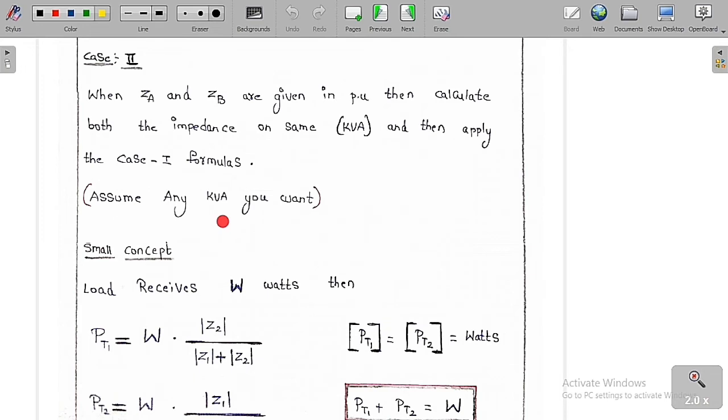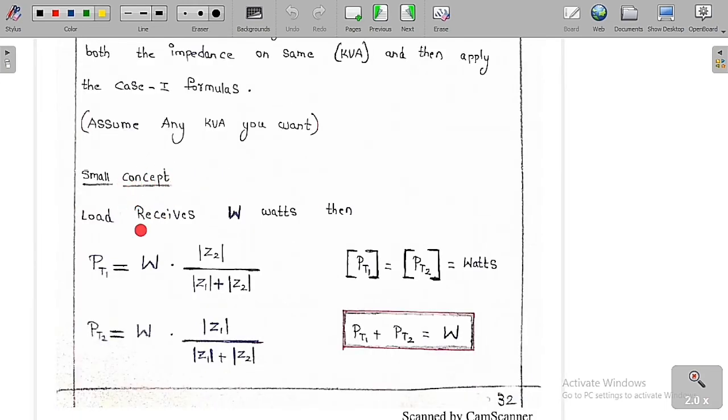If they are given the per unit values, then calculate the ZA and ZB per unit values on a common kVA rating, and then apply the case 1 formulas to know everything. Assume any kVA you want, you will get the same result. So whenever ZA and ZB are given per unit, calculate both impedances on the same kVA and then apply the case 1 formulas.